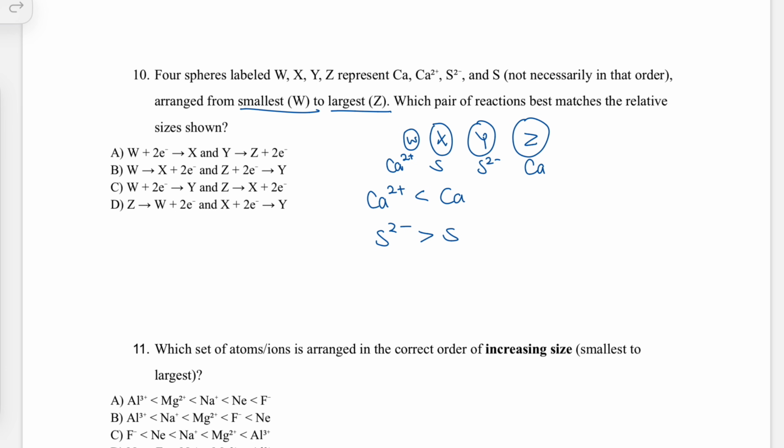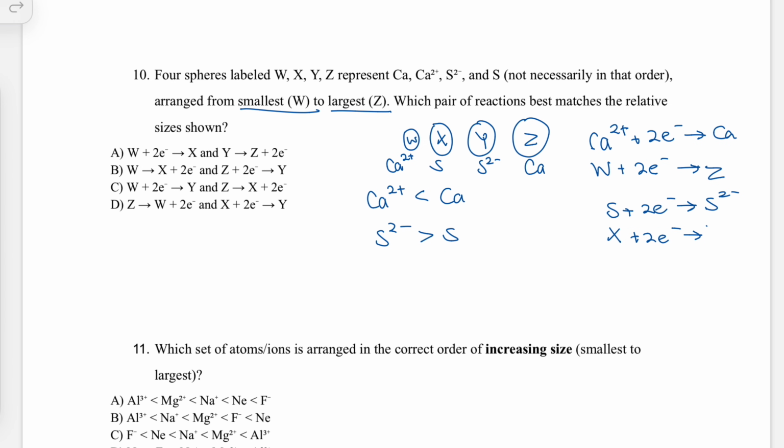So the calcium cation, if it gained 2 electrons, will become calcium. So W plus 2 electrons will make Z. And if S plus 2 electrons equals S2 minus, then X plus 2 electrons is Y. So this matches D.